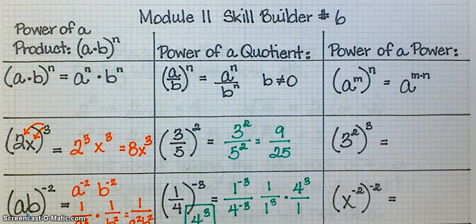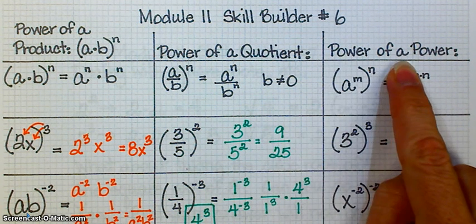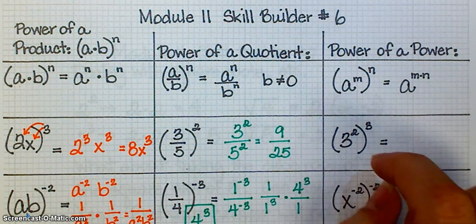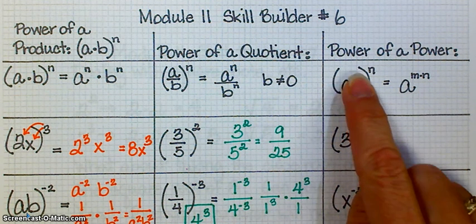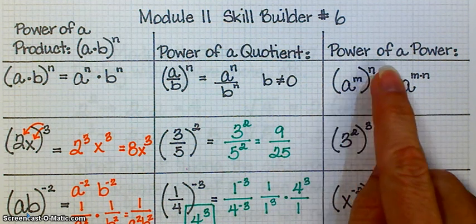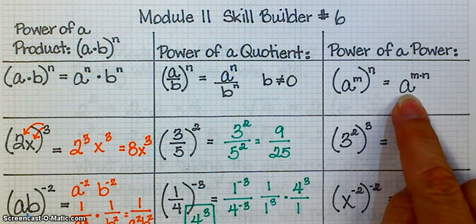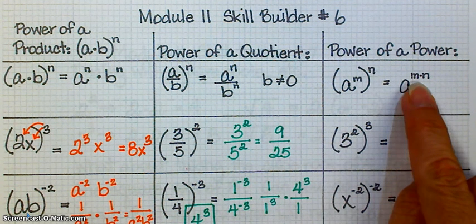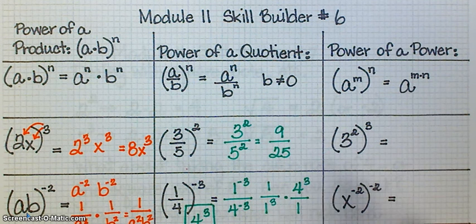All right, this is a continuation of Module 11, Skill Builder number 6, and we're going to do this third column where it says power of a power. So if you have a raised to the m power, and all of that is in parentheses, and it's raised to the n power, then what you're going to wind up doing is saying a to the m times n. Okay, so let's do some examples.